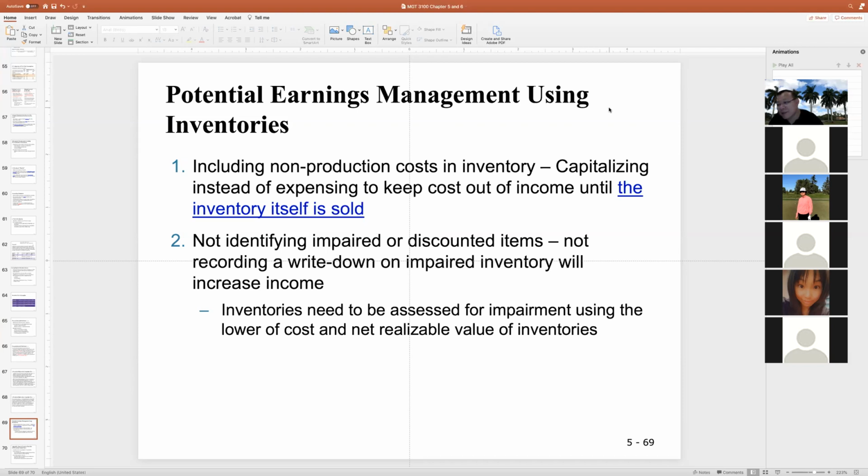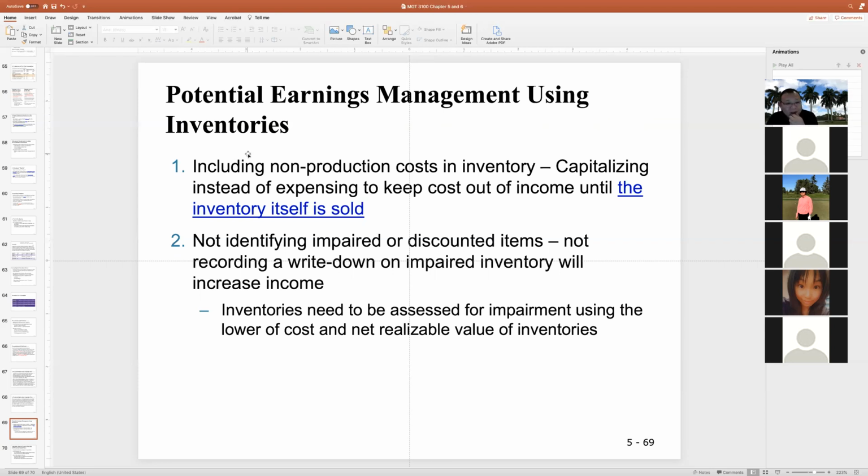Potential earnings management using inventories. In the previous slide, we were talking about how, because they're using absorption costing, you could overproduce units. When you overproduce the units, there's going to be a large balance sitting in the ending inventory. And that large balance of ending inventory is going to absorb a lot of the cost. So there will be less cost flowing through the income statement. Therefore, you are inflating the earnings.